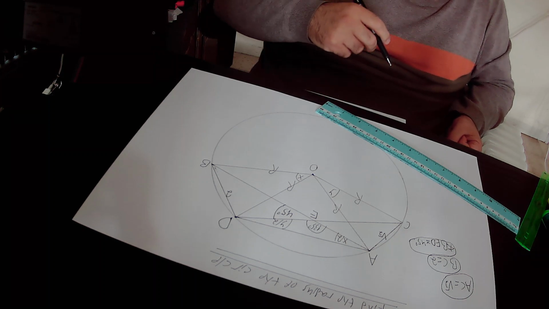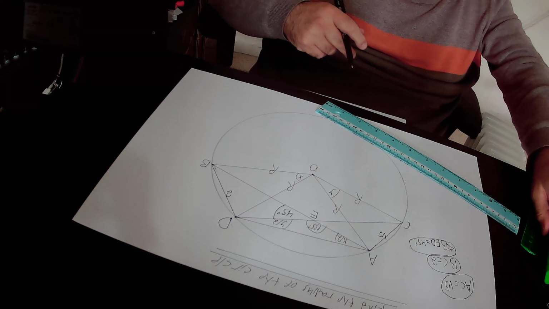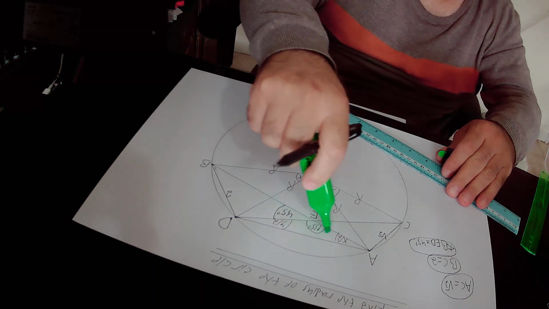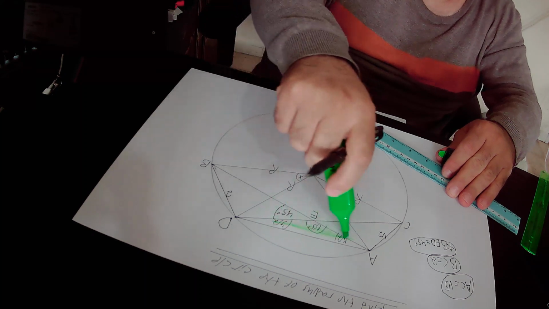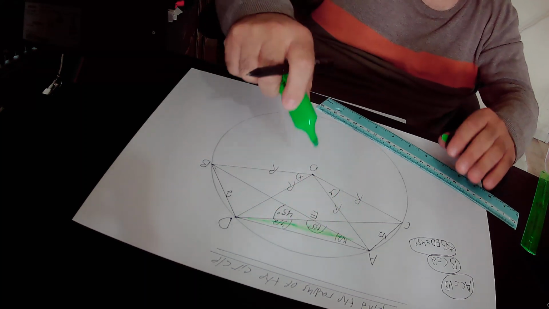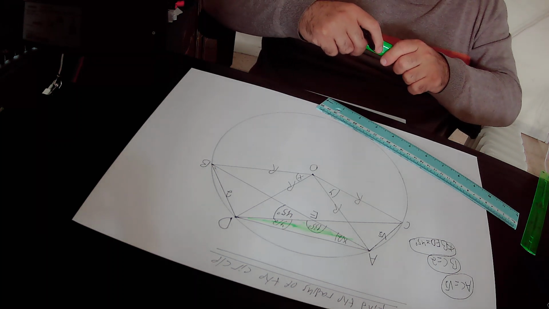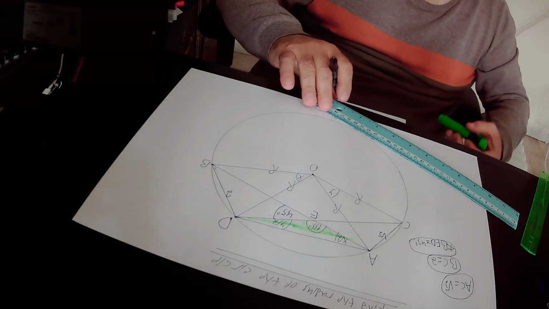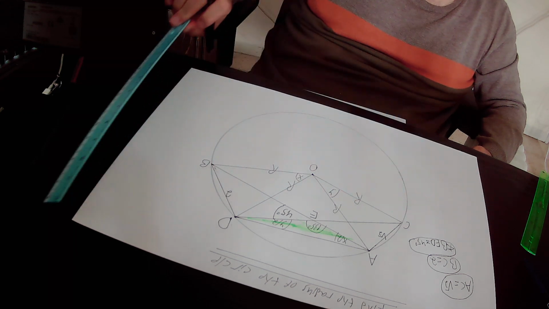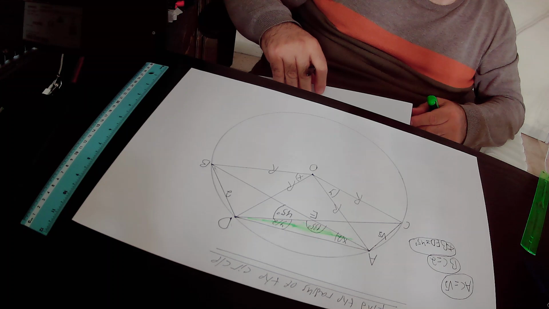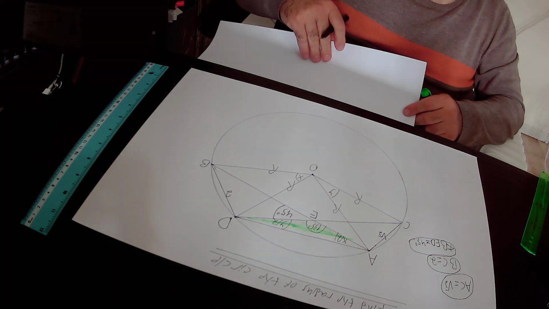So, in the next step, we will focus on the green triangle AED. On the green triangle AED, the sum of the angles must be equal to 180 degrees. It is true in any triangle, therefore it is especially true in the green triangle AED.